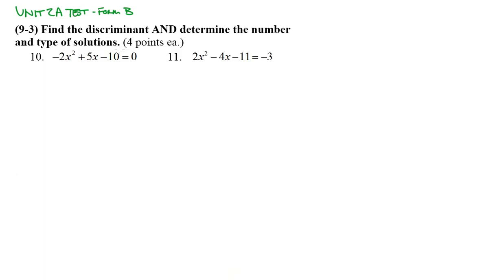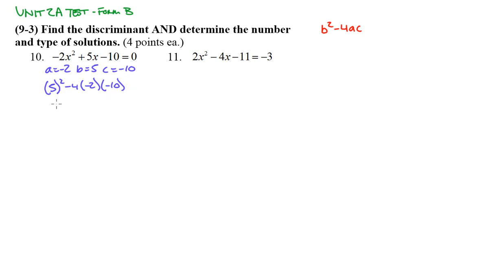Okay? All right. 2 last problems to do here, 10 and 11. Find the discriminant and determine the number and type of solutions. Okay, so the discriminant, in case you forgot, is B squared minus 4AC. In this one, it's already equal to 0, so we know that A is negative 2, B is 5, C is negative 10. So B squared, so it's 5 squared minus 4 times A, which is negative 2, times C, which is negative 10. And then away we go.